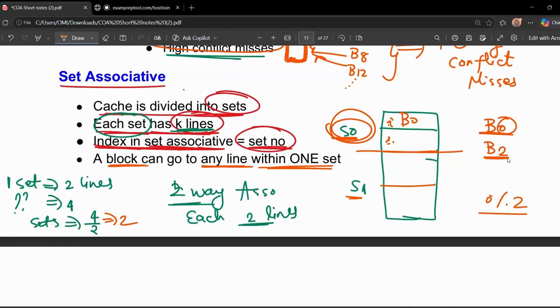Now let's say B2 comes. Okay, so 2 mod 2 will be 0, right? So it will be mapped to set 0. So B2 will also be mapped to set 0. This is how it will map.